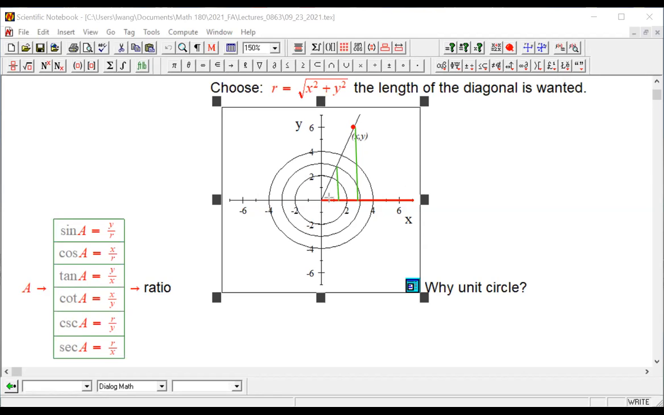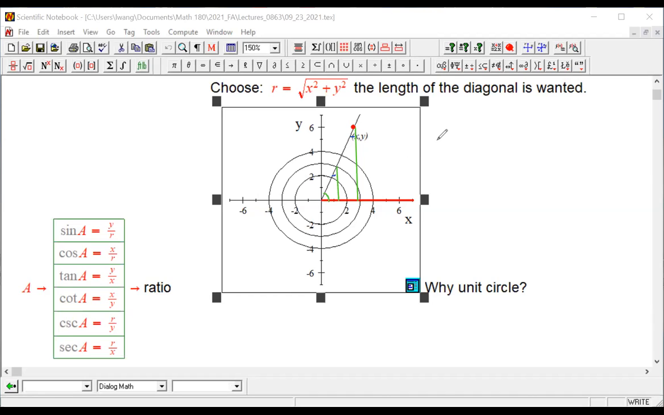In this case, their angles are the same. This angle is a common angle, so the smaller triangle and the larger triangle share this angle. And this angle and this angle are the same angle because they're parallel lines, and this diagonal crosses these two parallel lines. So these two angles are the same, and the other angles are the same because they're both 90 degrees. So these two triangles are similar triangles.